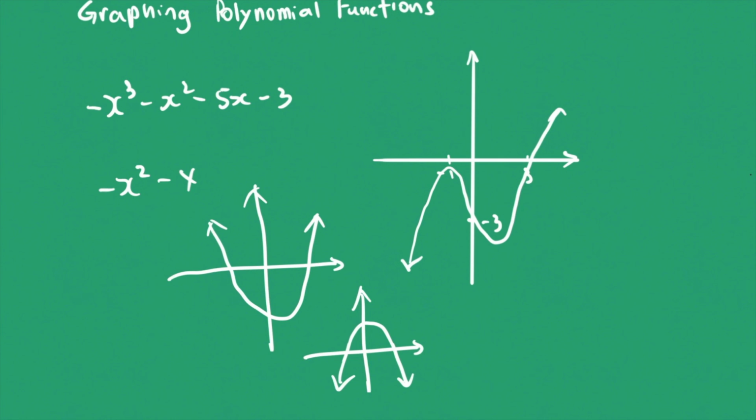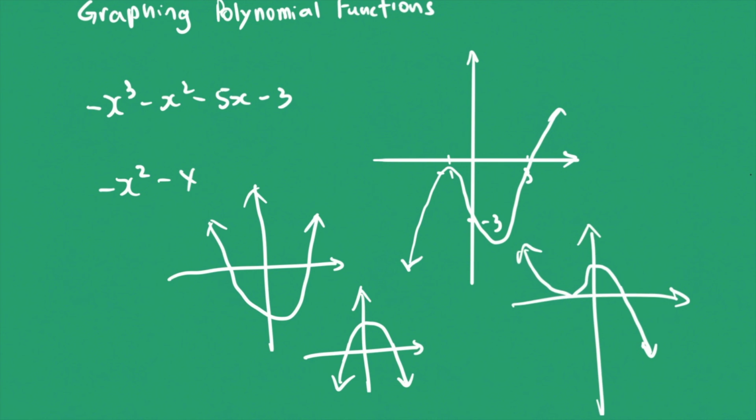Same as one with odd degrees, if the leading coefficient is negative, then it will look something like this. But still the endpoints are in opposite directions.